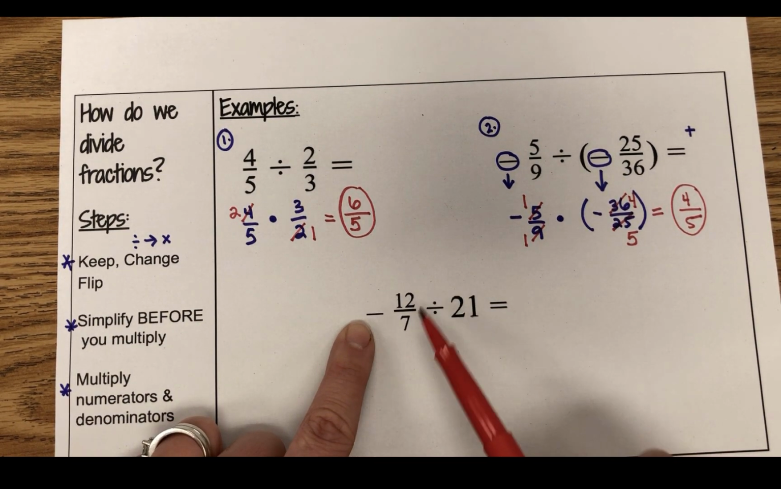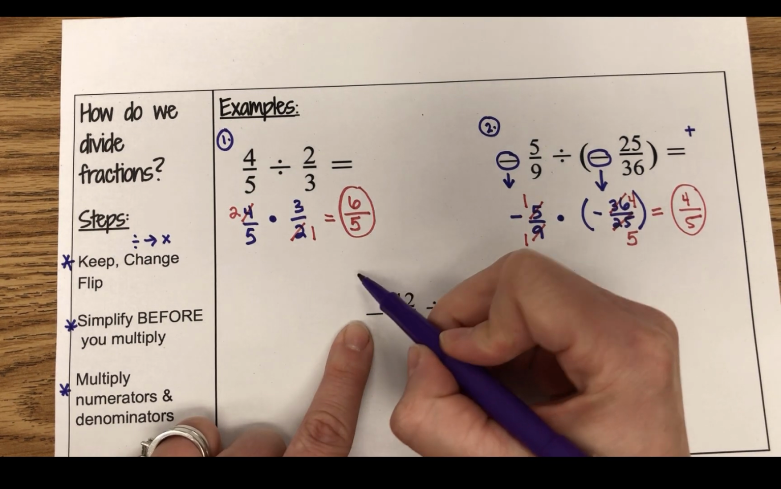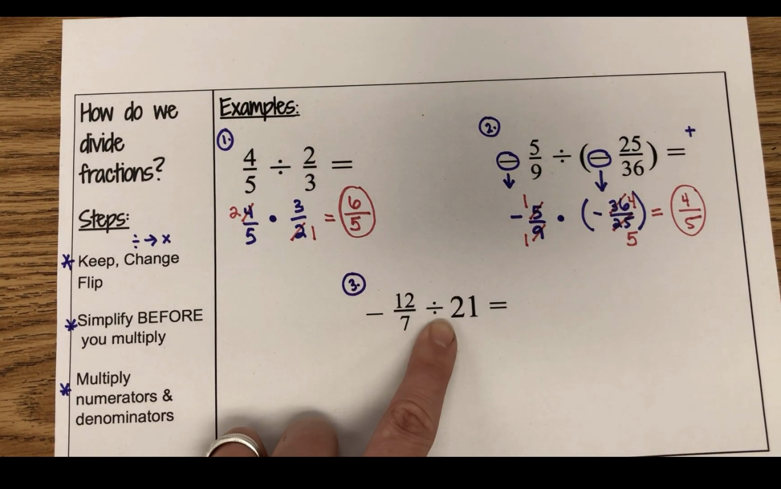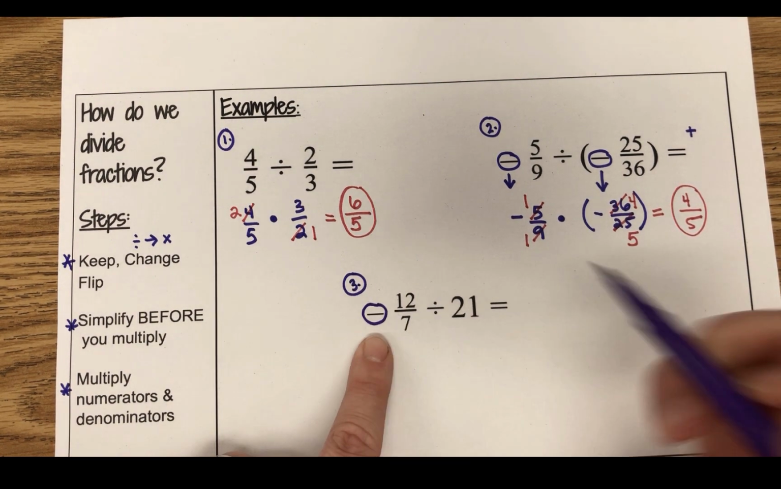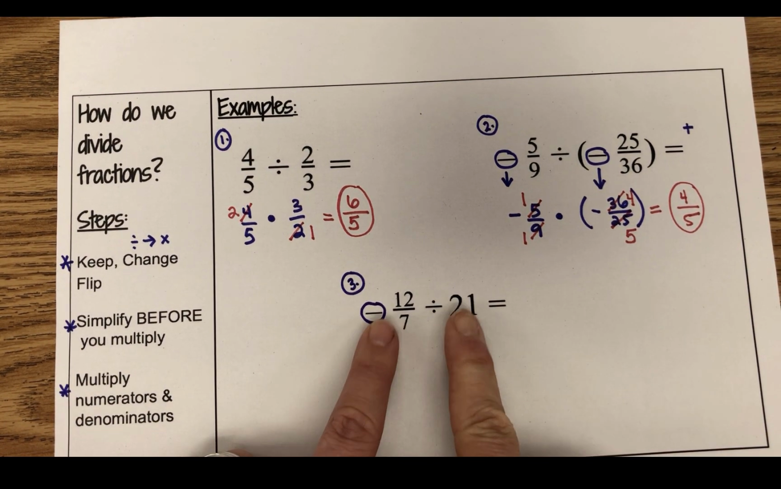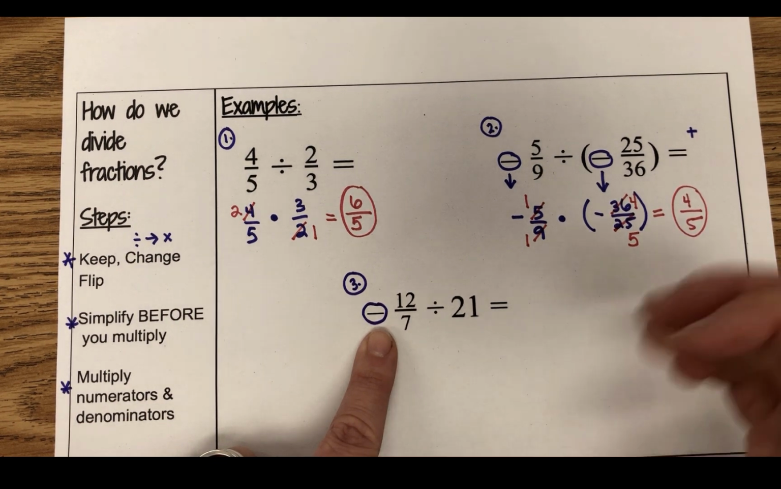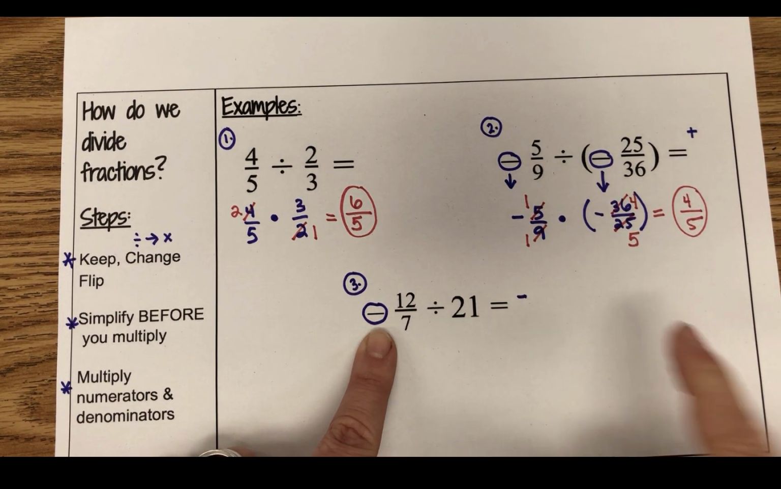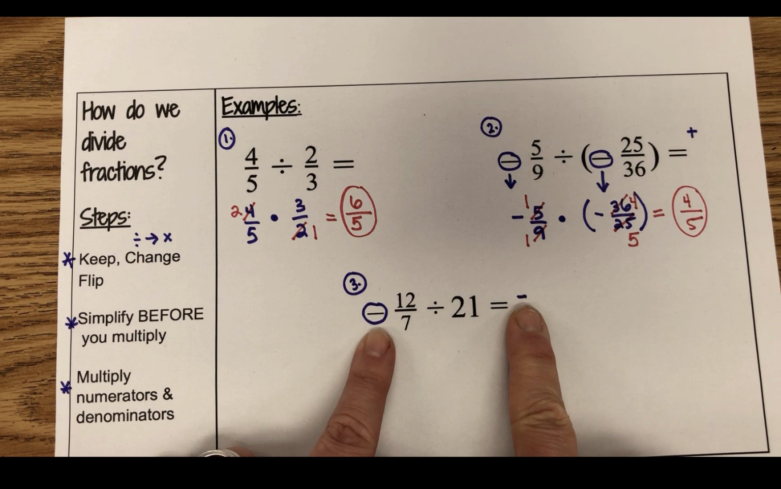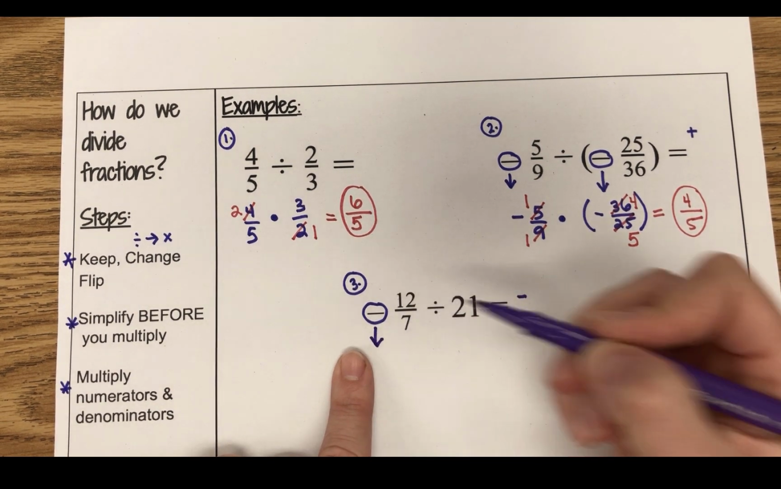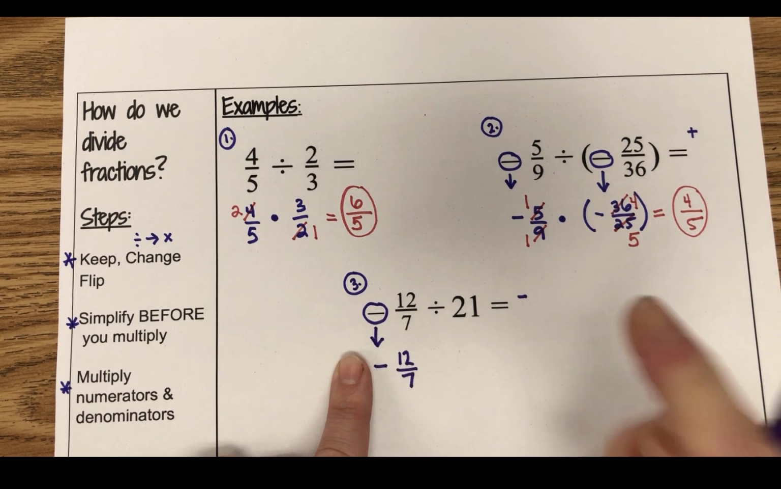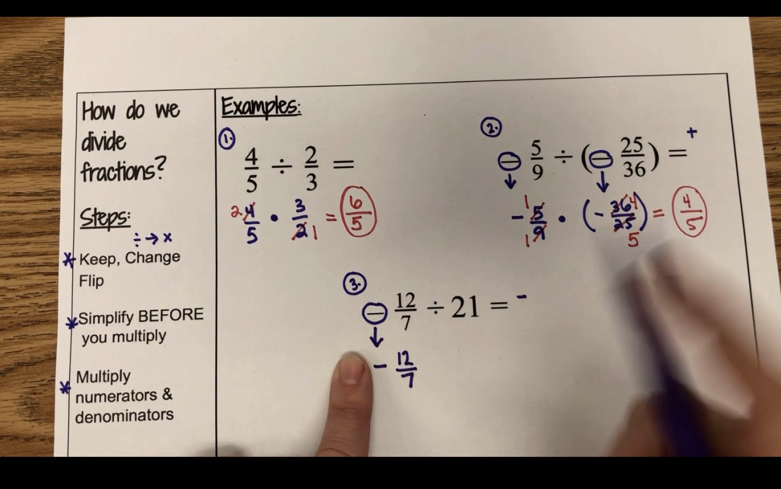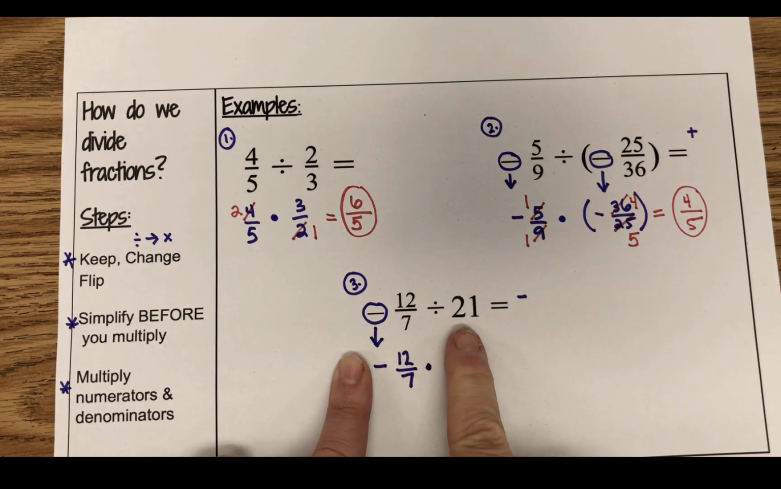We have a negative 12/7. This is example 3. Divided by 21. I see a negative. This value here is a positive, so do my signs agree? No, that means my quotient is going to be negative. I'm going to put a little negative there just to remind me. I'm going to keep my first fraction. That negative just follows down. I'm going to change division to multiplication. And I'm going to find the reciprocal. I'm going to flip the second value.